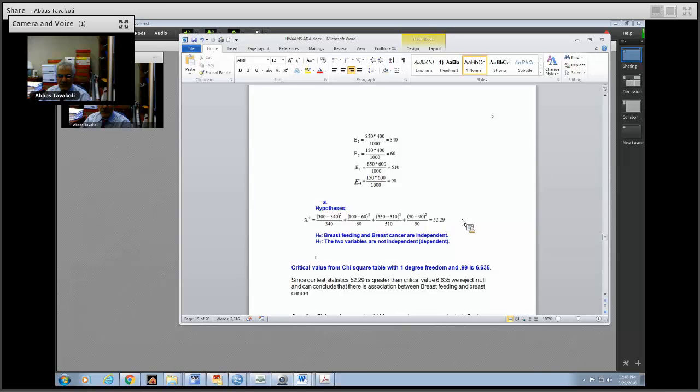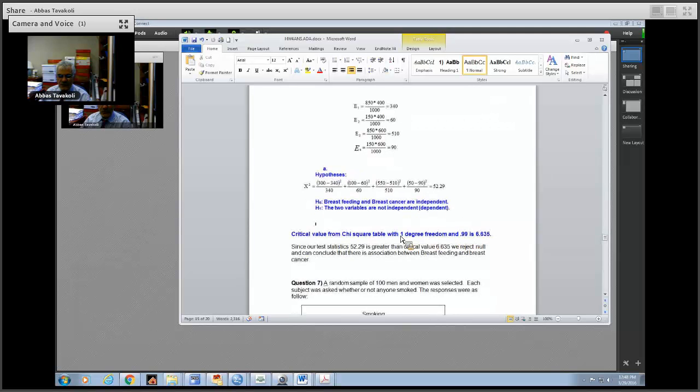So basically, the expected value for each cell is the marginal for the row times the marginal for the column for that cell, divided by the total. So for cell 1 it is 340, for cell 2 it is 60, for cell 3 it is 510, for cell 4 it is 90. And then you use the chi-square, observed minus expected squared divided by expected for each cell. When you add up, you get 52.9.